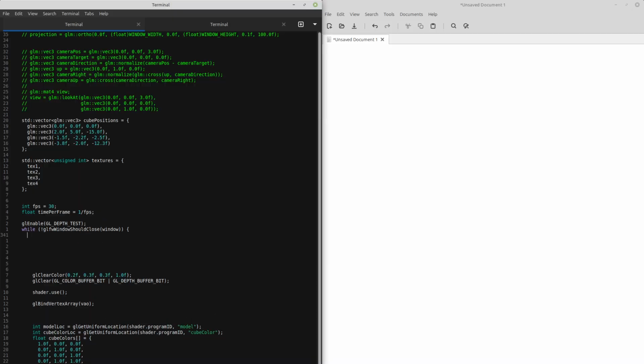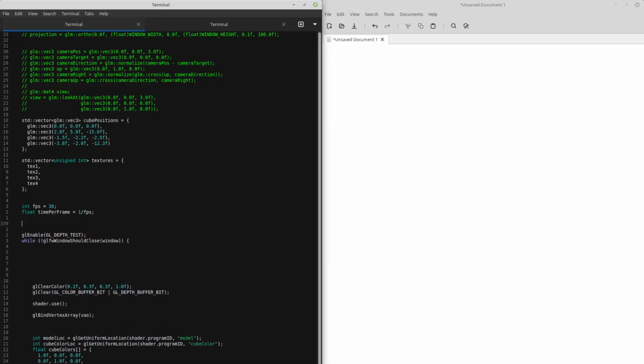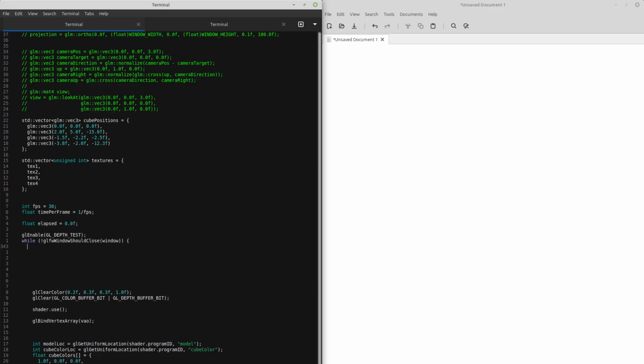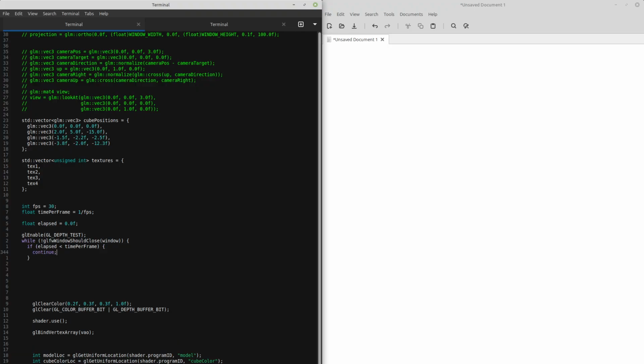So we need to track how much time has elapsed. If elapsed is greater than or equal to the time we need per frame, or I guess if it's less than, really, because this is a continue check, then we'll just continue. The problem is we don't want to continue because we do need to do some of our stuff, because you'll see this probably will cause an issue.